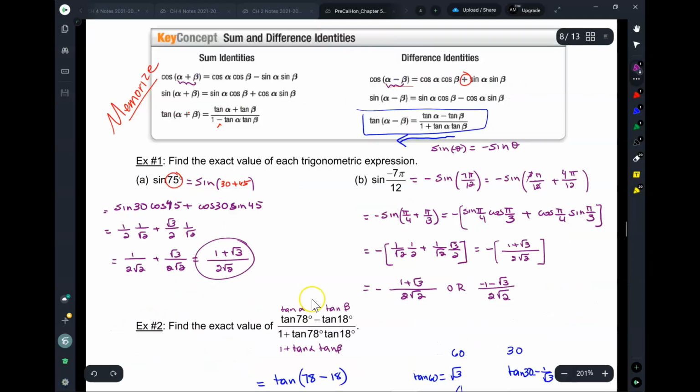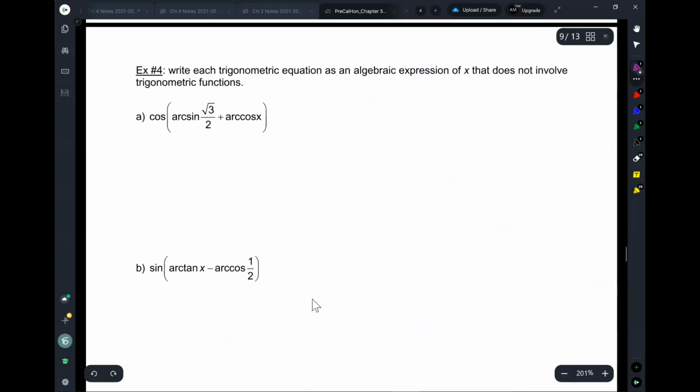So continuing with this, we're going to move on to example number 4. We're going to write each trig equation as an algebraic expression of x. Okay, so look at what you have here.